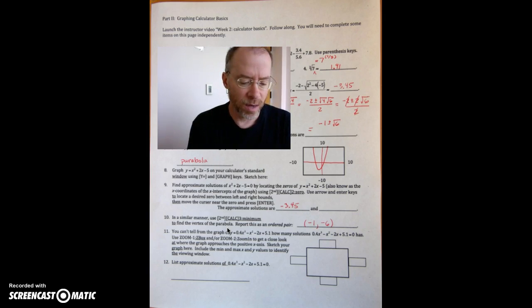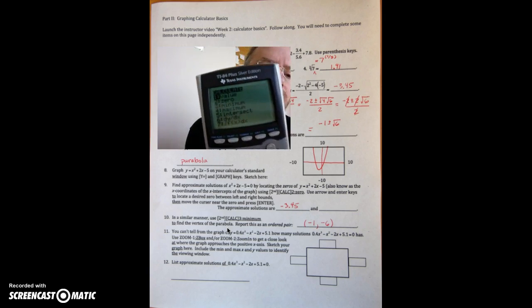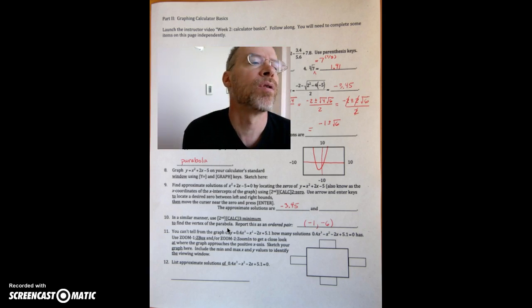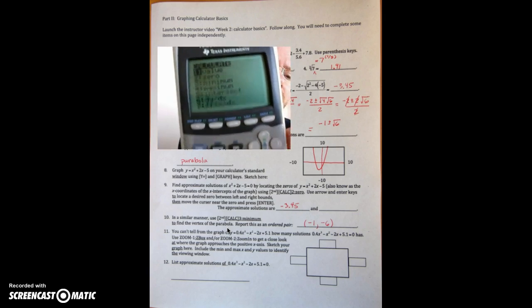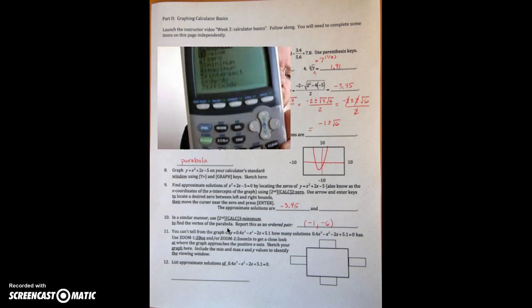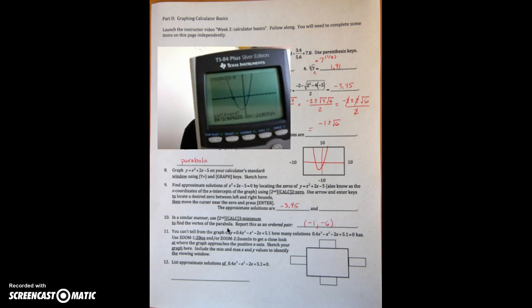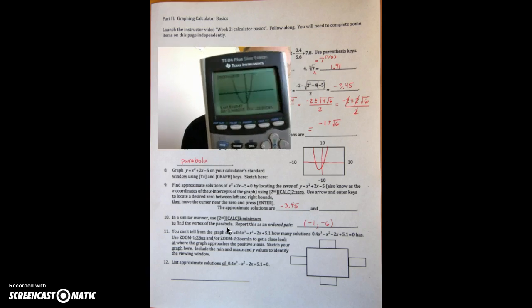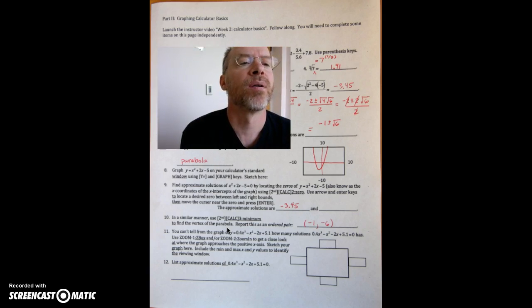So here I would hit second calc, and I would select minimum to find a local minimum of the graph. Minimum is function number 3, so I'm just going to press 3, and it'll take me to the minimum function. And once again, it's going to ask left bound, right bound.